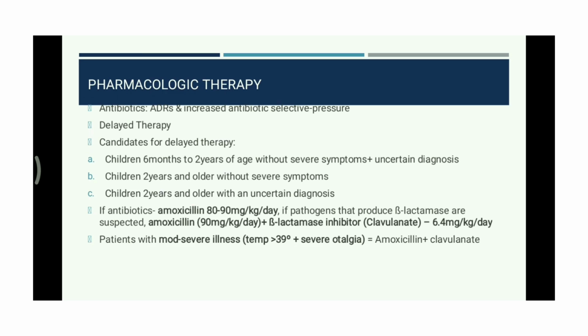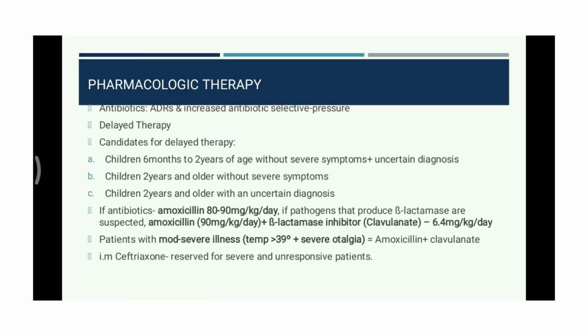So what are the treatment plans for the patients with moderate to severe illness? That is, the temperature is more than 39 degrees, and also he has severe otalgia, that is ear pain. For them, the same option, amoxicillin and clavulanate, is given with the same dose, that is 90 mg as well as 6.4 mg.